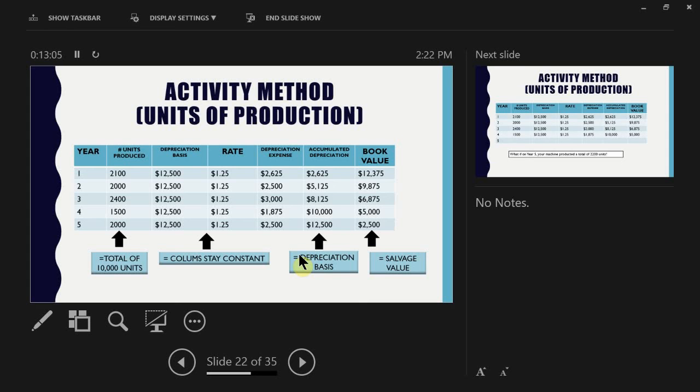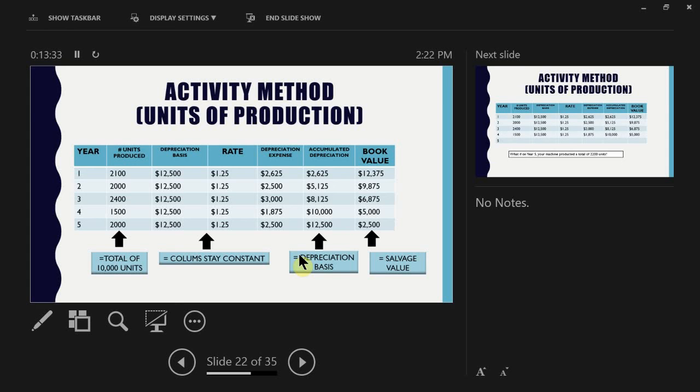Okay? The only number that's actually going to change is how you calculate your depreciation expense. You're keeping the $1.25, but you're multiplying it by the number of units produced that year. So every time you multiply by the per unit rate, you're going to get a different number.